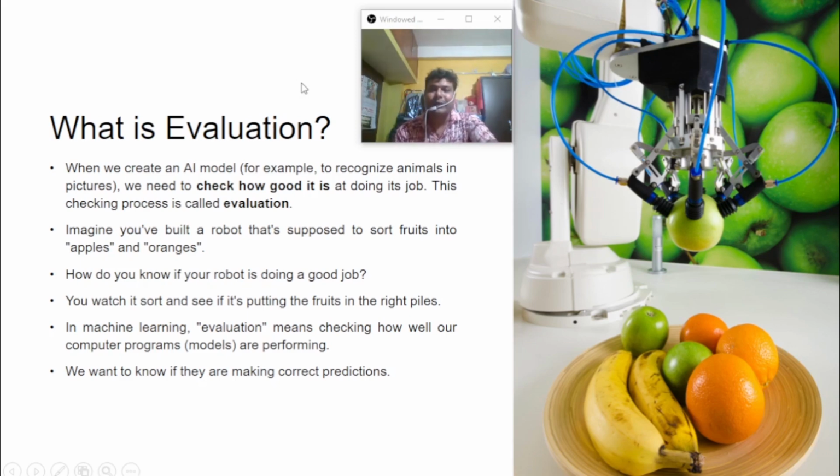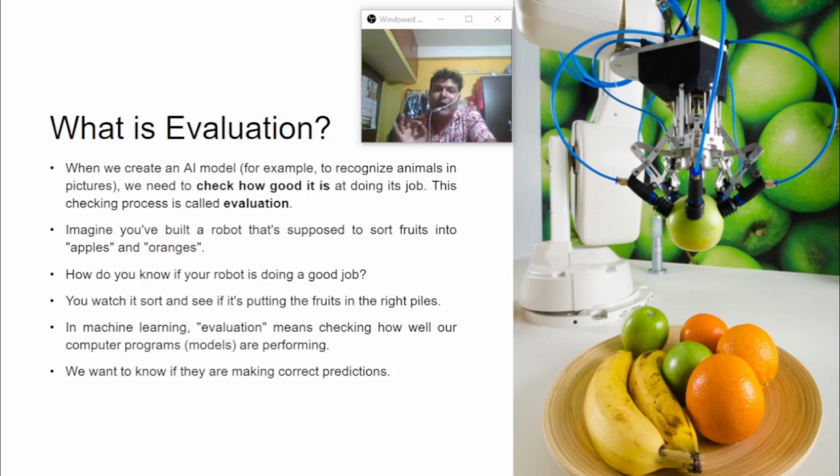The first thing is, what is evaluation? When we create an AI model, we need to check how good it is at doing its job. This checking process is called evaluation, right?